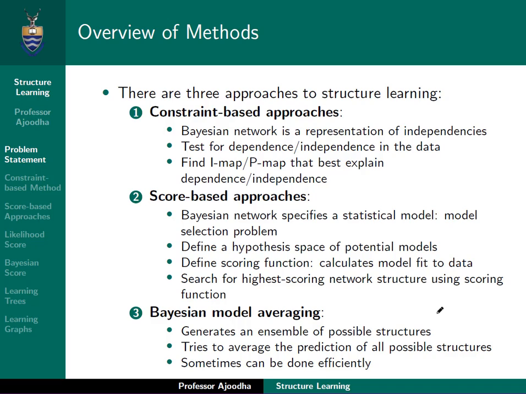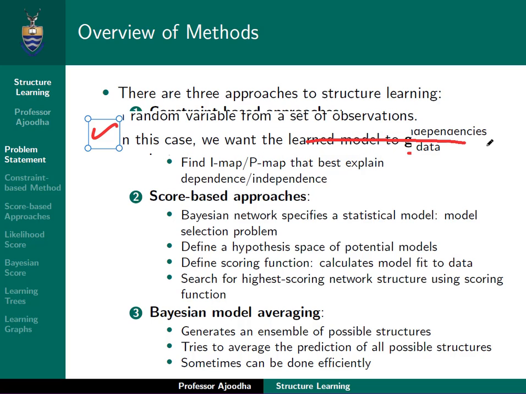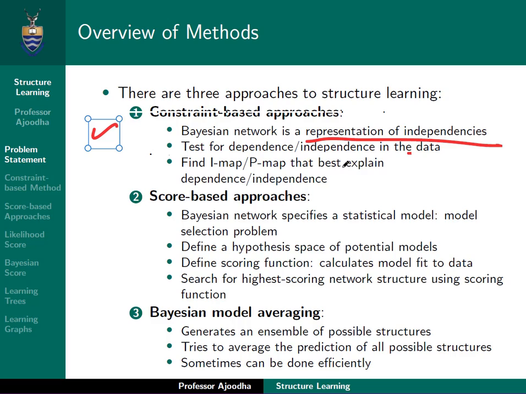There are three approaches to structure learning in Bayesian networks. The first approach is called constraint-based methods. Here we see the Bayesian network as a representation of independence assumptions, and since we're seeing it that way, we can test for independence between variables that manifest in the data.